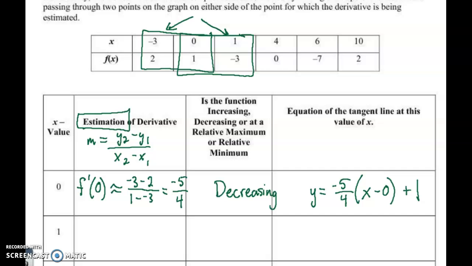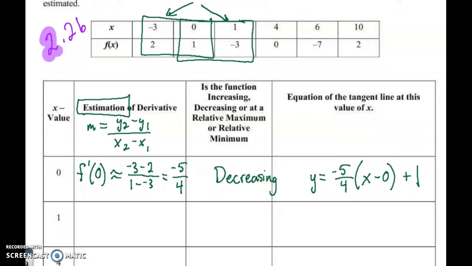Perfect. So we're continuing 2.2. I guess this is continuing 2.2. That's kind of cool. I'm going to call this part B. So make sure you're following along as we need it. So again, I'm going to continue on with approximating the derivative by using points on either side.